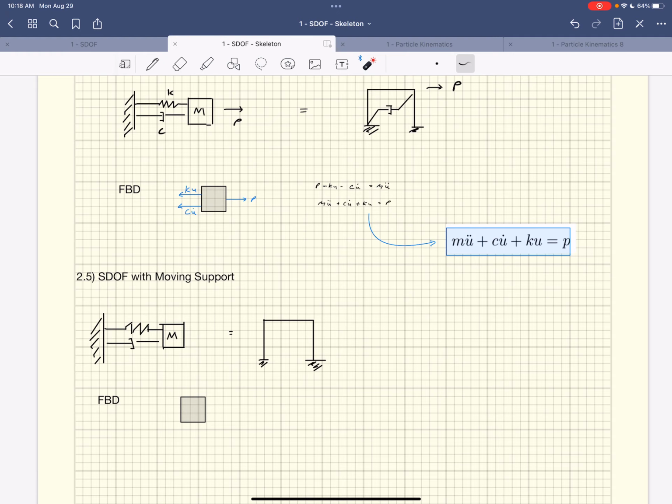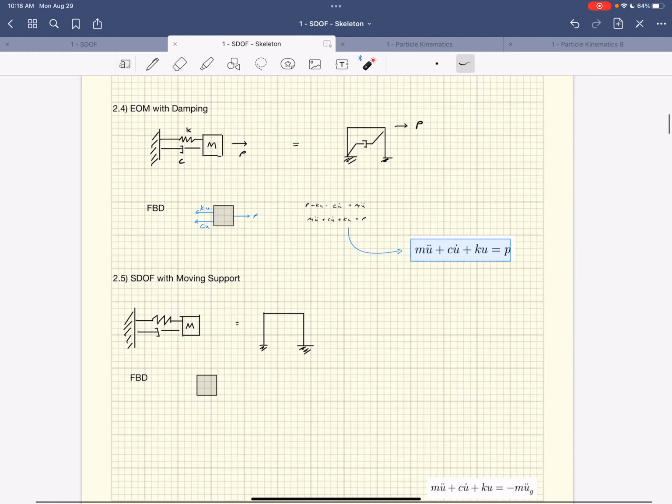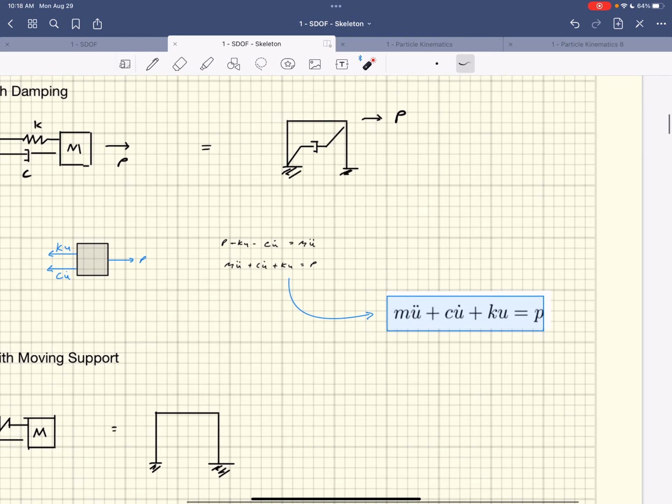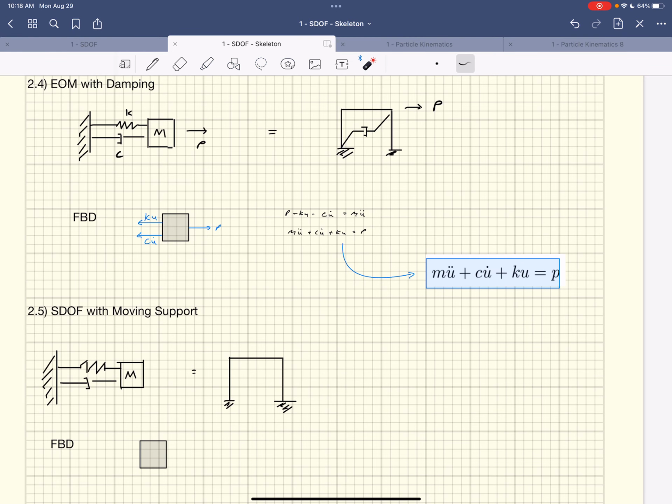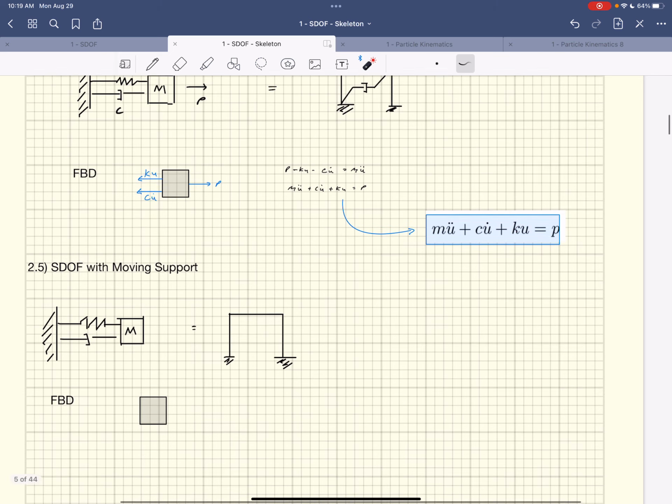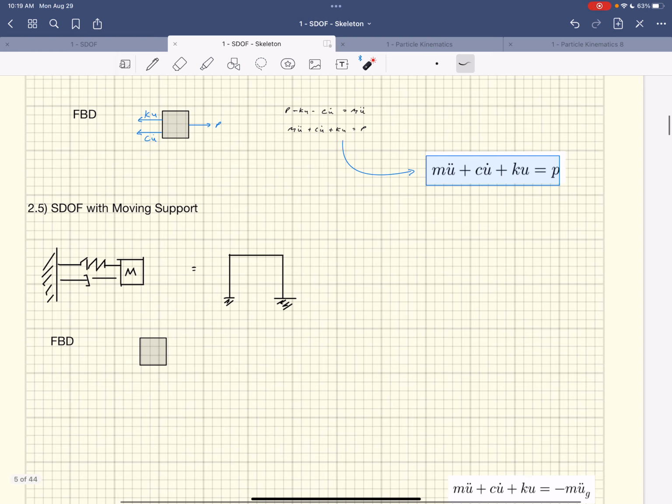Cool. All right, so single degree of freedom with moving support. We're just deriving equations of motion, again, not solving this thing. When we do start solving, we're gonna solve free vibration first without damping. Then we're gonna do free vibration with damping, which adds in this c u dot. And then we're gonna start adding forcing functions to it. But before that, single degree of freedom with a moving support.